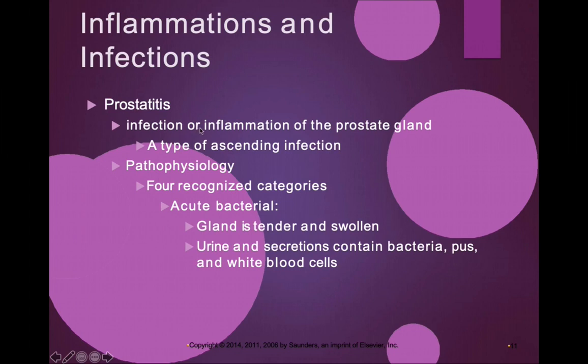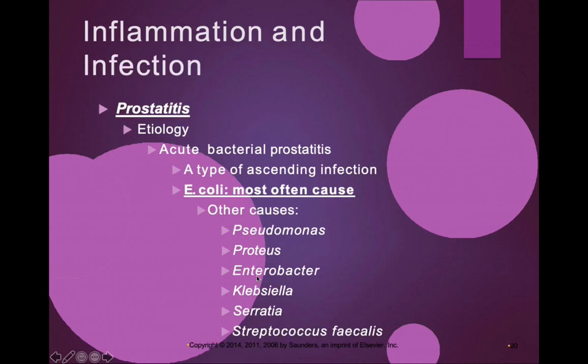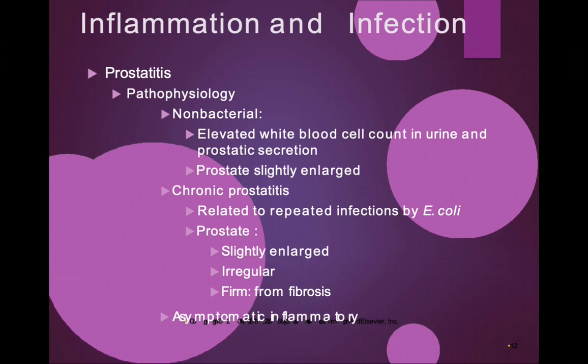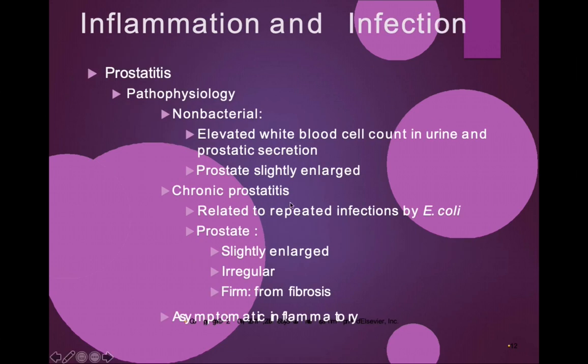Prostatitis. This is an inflammation or infection of the prostate gland, and it's an ascending infection. It's going to be moving upward. And there are 4 categories. There's acute bacterial, non-bacterial, chronic prostatitis, and asymptomatic. So the acute bacterial, this is when the gland is tender and swollen. And urine and secretions will contain some bacteria, they'll contain pus, and there'll be evidence of white blood cells. With the non-bacterial, there'll be elevated white blood cells in the urine and prostatic secretion. The prostate is going to be slightly enlarged with non-bacterial.